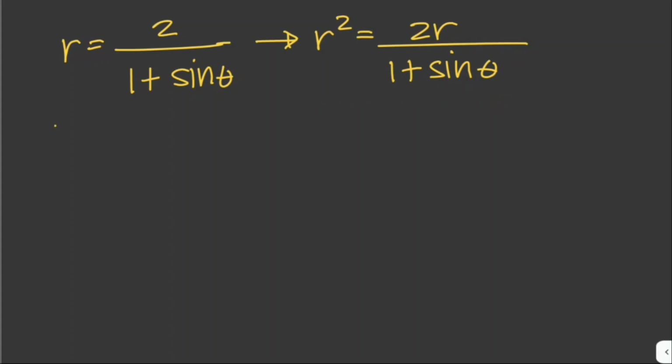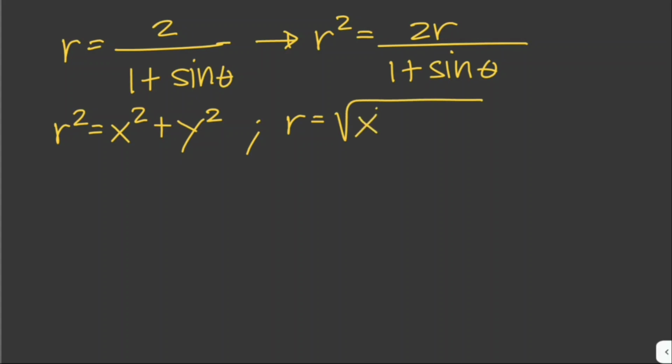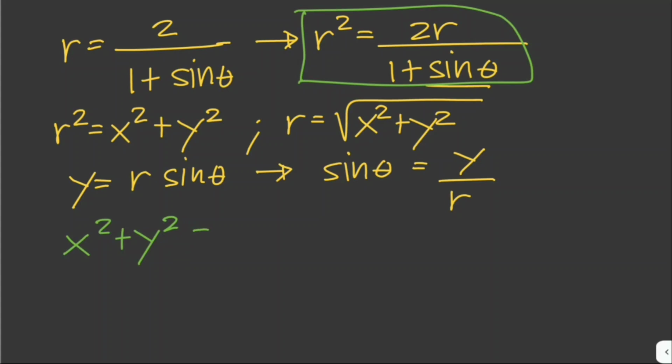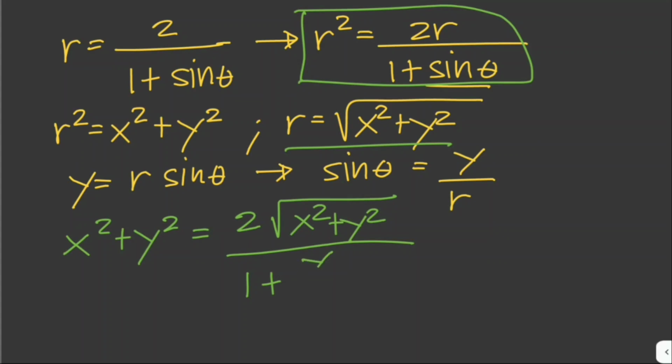We know that the value of r squared is equal to x squared plus y squared. So r is just equal to the square root of x squared plus y squared. And we know that y is equal to r sine theta. Therefore, sine theta is just equal to y over r. And now we can plug in all the values into this equation. So that would be r squared, which is equivalent to x squared plus y squared, equals 2 times r, which is just equal to the square root of x squared plus y squared, over 1 plus sine theta, which is y over r. Then we can further simplify this.